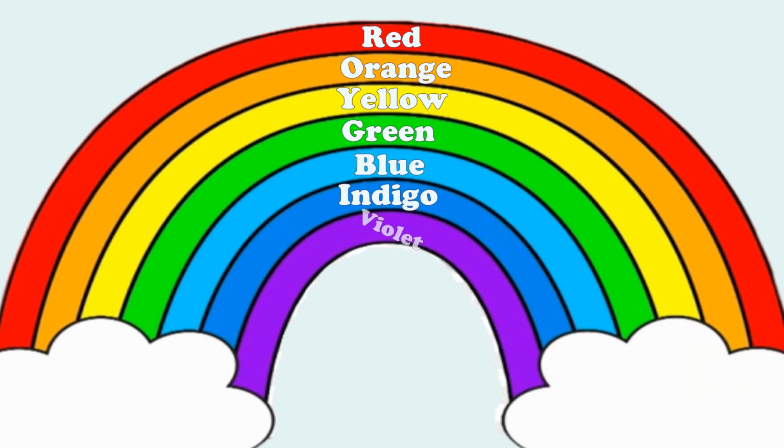Now, let us look at the rainbow colors. Red, orange, yellow, green, blue, indigo, and violet. These are the rainbow colors.